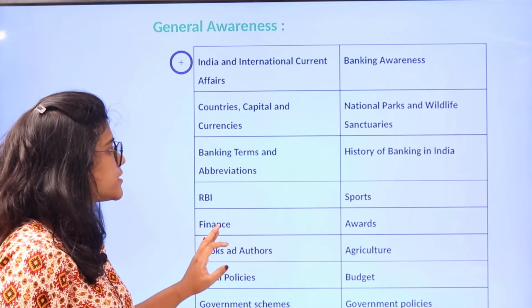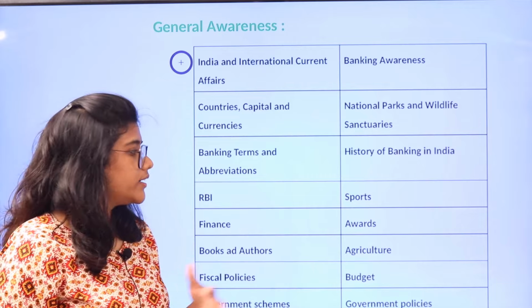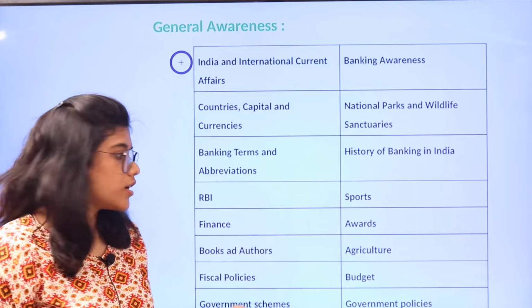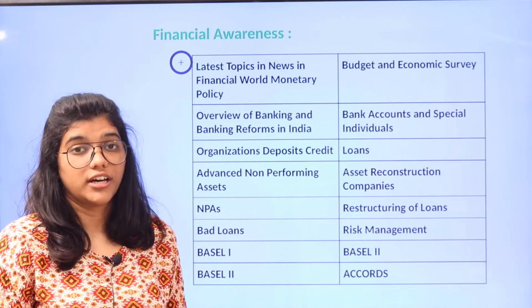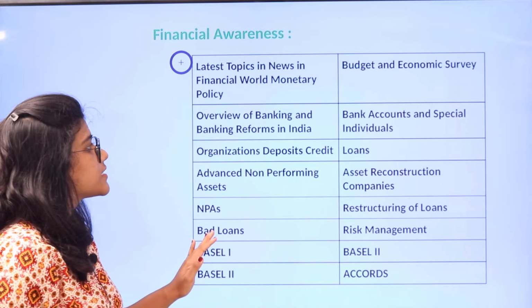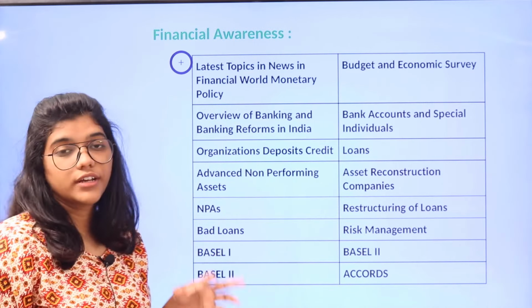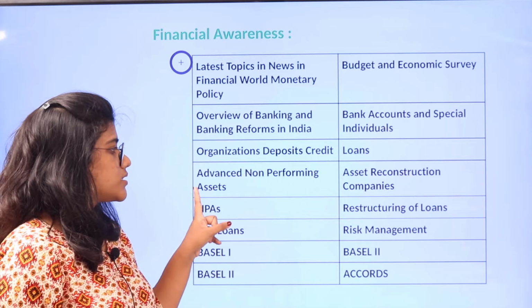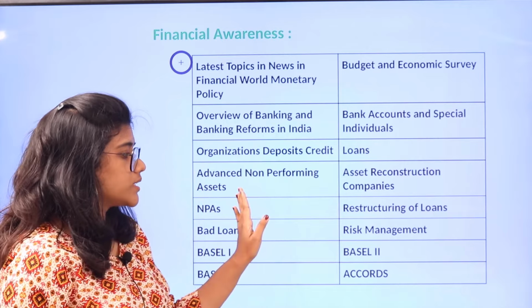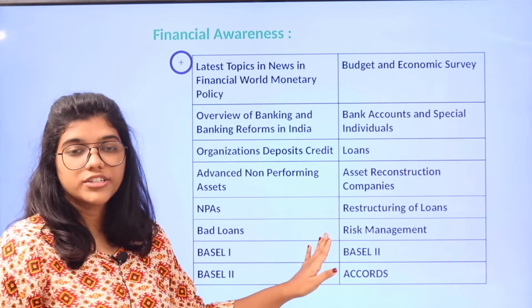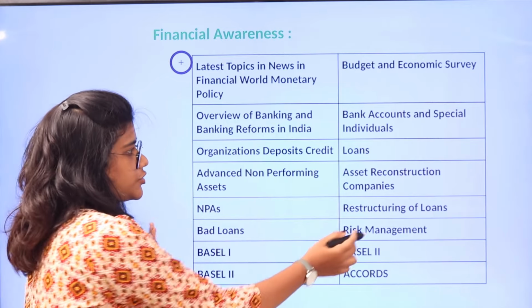For general awareness, it covers the history of banking in India, RBI, sports, awards, agriculture, budget, banking awareness, India and international current affairs. The next is financial awareness: loans, restructuring of loans, advanced non-performing assets, overview of banking and banking reforms in India, risk management, budget and economic strategies, etc.